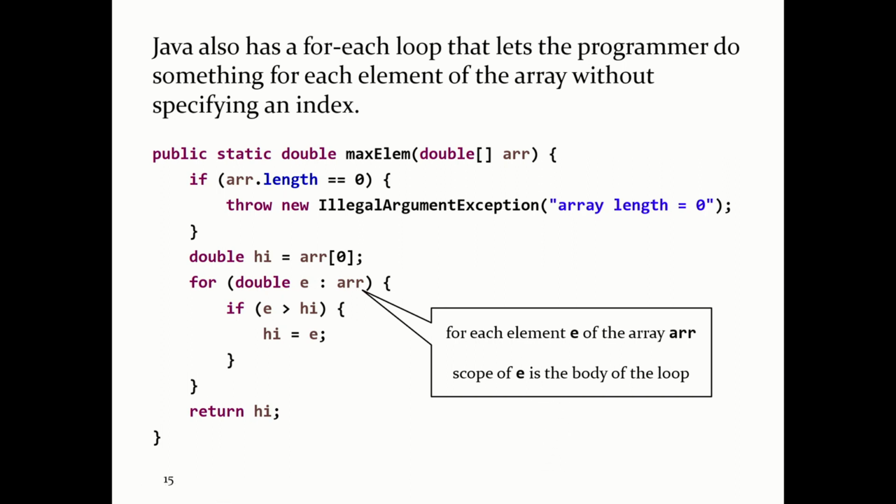I can do something with e. The first time through the loop, e is the first element of arr. Second time through the loop, e is the second element of arr. Third time through the loop, e is the third element of arr. So I don't need this counting style loop, and I don't need the counter. I don't need the square brackets to index the array element. I can just use the name e here. So if e is greater than high, then high must be equal to e. And then at the end, I can return high. So if you need to write a loop over an array, and you only need one element of the array at each iteration, then you can use a for each loop.